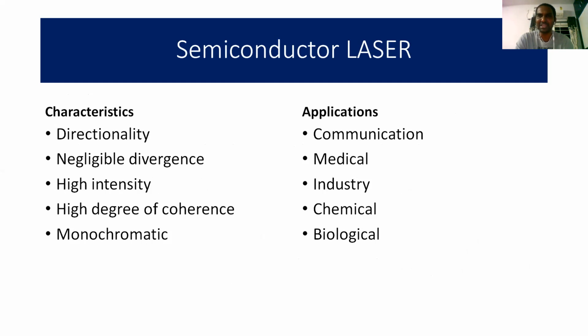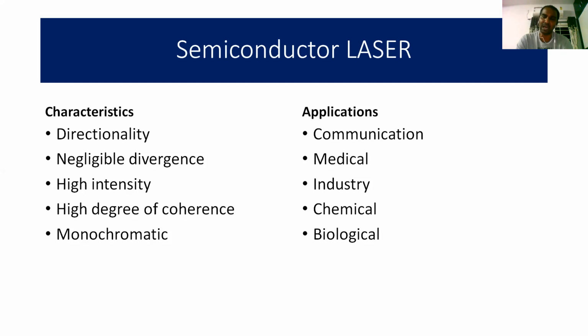If you consider the main characteristics of the semiconductor laser, they are quite similar to the conventional lasers. We expect unidirectionality, that means laser light travels in a single path in only one direction, and negligible divergence. The angle of divergence is very, very small. It also has high intensity and a high degree of coherence. And the last one is monochromatic. It exhibits only one color. Traditional lasers and modern lasers exhibit only one color at a time. That's why they are truly monochromatic.